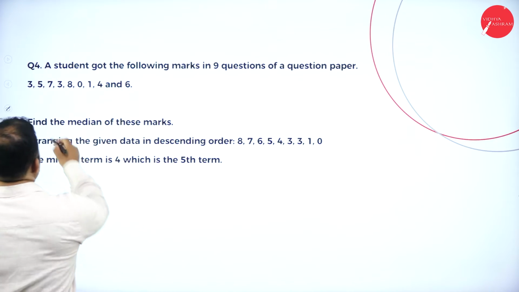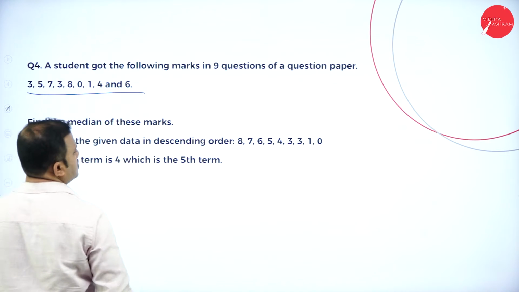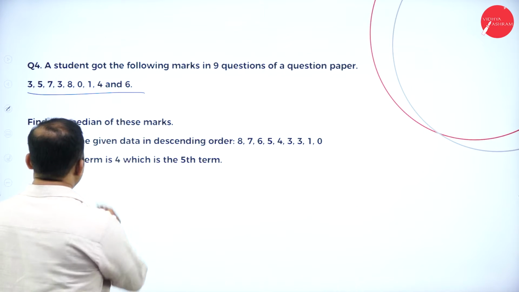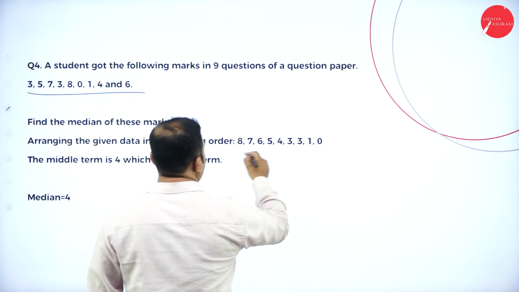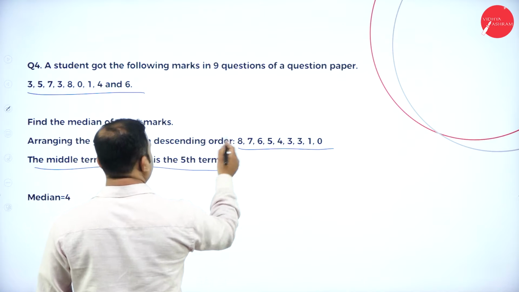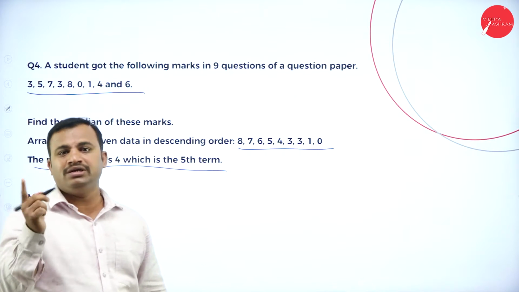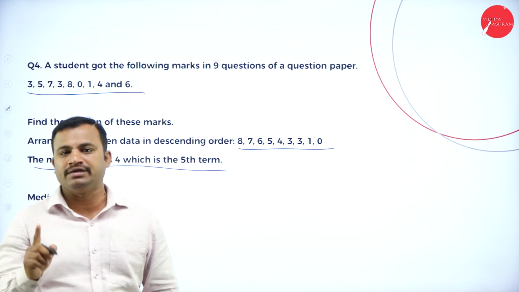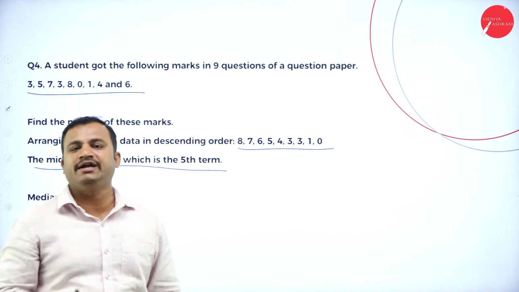Similarly, if I take up the other examples like this and sort them in increasing order, that is, find the median of these marks. Arranging the given data in descending order will give the items like this. The middle term is 4, which is the 5th term. Even if I arrange it in increasing or decreasing order, it does not matter here, because we will be considering only the center, that is the middle of the data items.